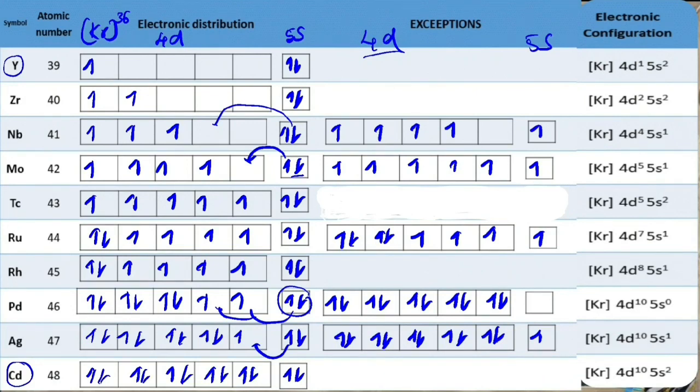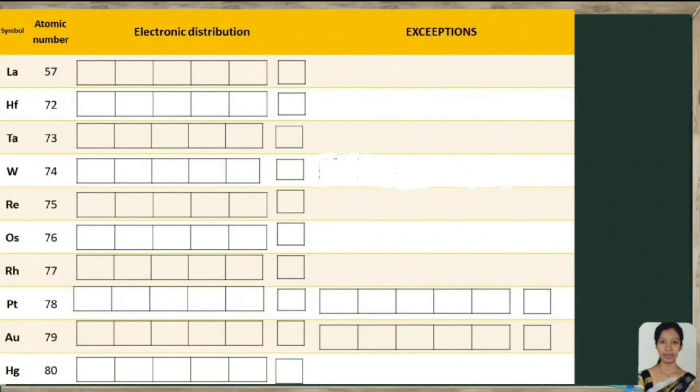In a similar way, if you write the electronic configuration for the 5d series, there will be a filling of electrons into the 6s orbital before 5d, because 6s will have lower energy when compared to the 5d orbital. 5d is the inner orbital. The outer orbital will be the 6s orbital, which will have lower energy when compared to the 5d orbital.